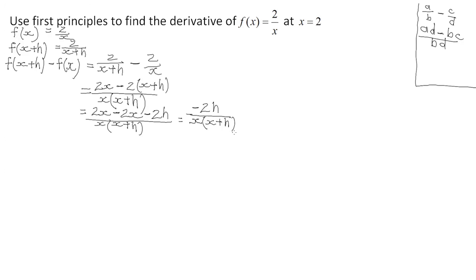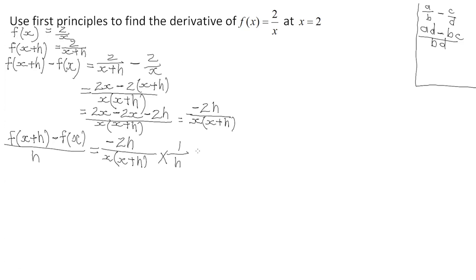Your next step, you will divide by h. f(x plus h) minus f(x) divided by h. When you divide by h, people, you times with 1 over h. X plus h, obviously, times 1 over h. And what do you get there? The h there and the h there cancel out. You'll have minus 2 over x bracket x plus h.